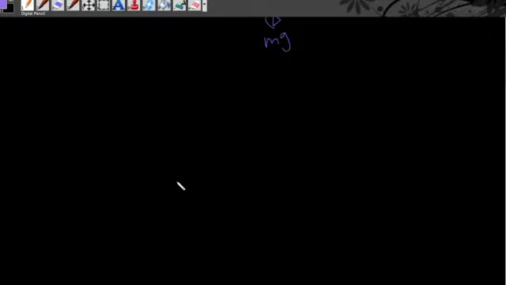Next one. A block with mass m sits on a frictionless plane. I'm getting quite a bit of frictionless plane problems now. It sits on a frictionless plane inclined at angle theta, and if the plane is accelerated to the right with the proper acceleration that causes the block to remain at the same position with respect to the plane, what is the normal force between the block and the plane?